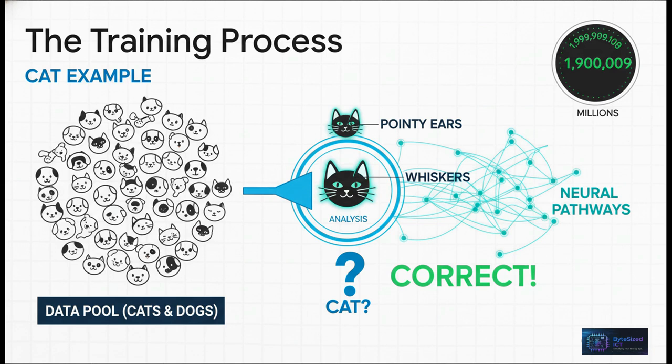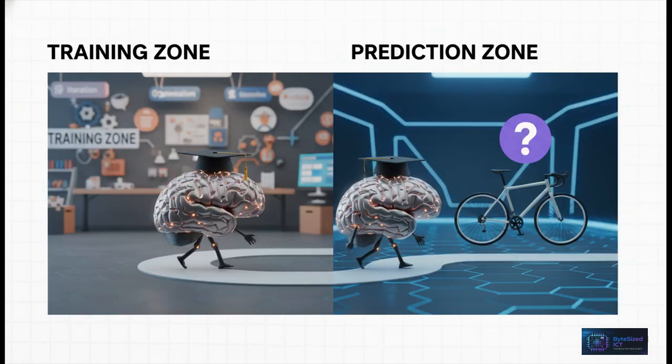And what's wild is that sometimes we don't even know how it's making these connections. It's often called the black box problem. We see what goes in and what comes out, but the thought process inside can be a total mystery. So after all that training, all that studying, the model basically graduates. It's finally ready to be tested on brand new information that it has never, ever seen before. This is where we get to see what it's learned.